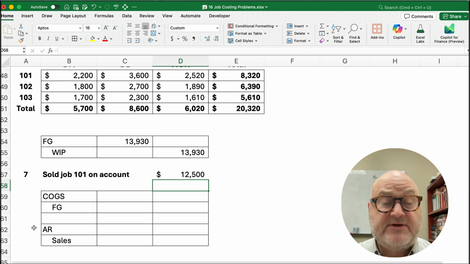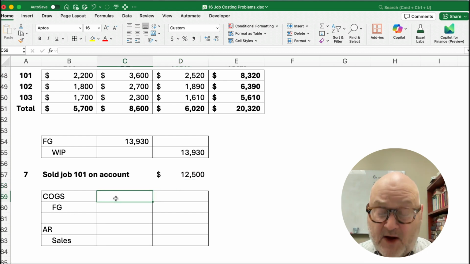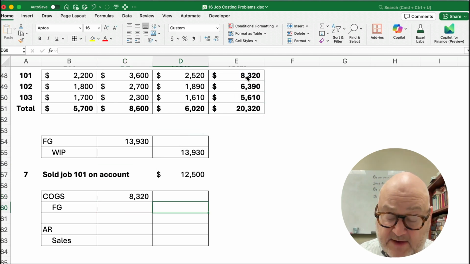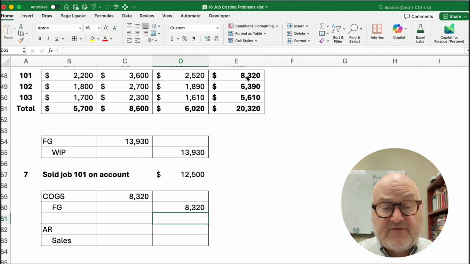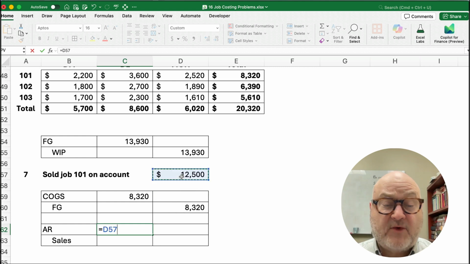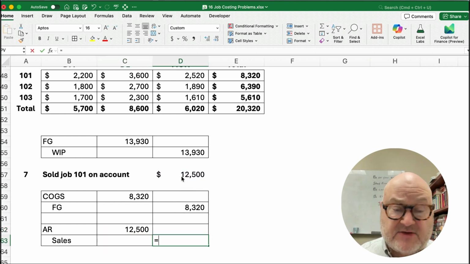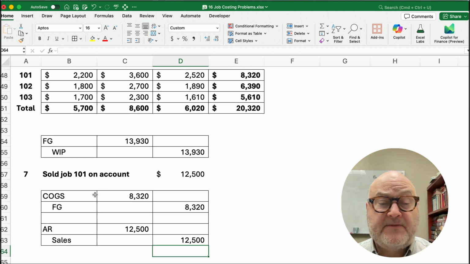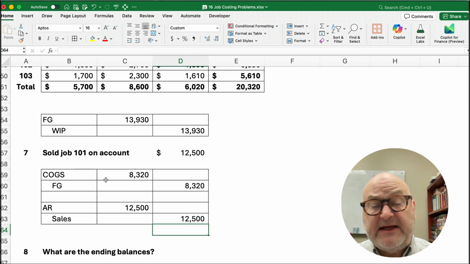So we need to make two entries. One is the cost of job 101. So that's going to be 8,320. So we're going to debit cost of goods sold, and we're going to credit finished goods. So we're moving it from the finished goods account to the cost of goods sold. Now it becomes an expense that goes on the income statement. And what do we sell it for? Well, we sell it for more than what it costs. We're selling it for $12,500, and $12,500. Okay? Now, so this is our kind of complete picture.